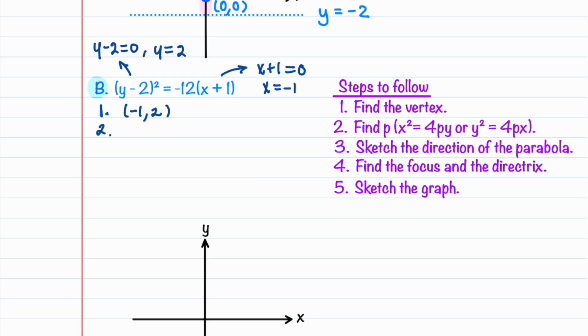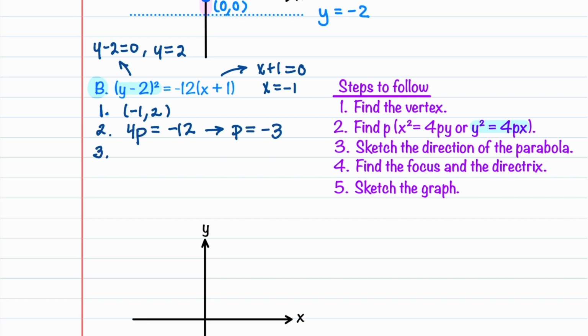The equation that we're given has a y minus 2 quantity squared, so we are going to compare this equation to the standard equation y squared is equal to 4px. So we're going to set 4p equal to -12. This gives us that p is equal to -3.